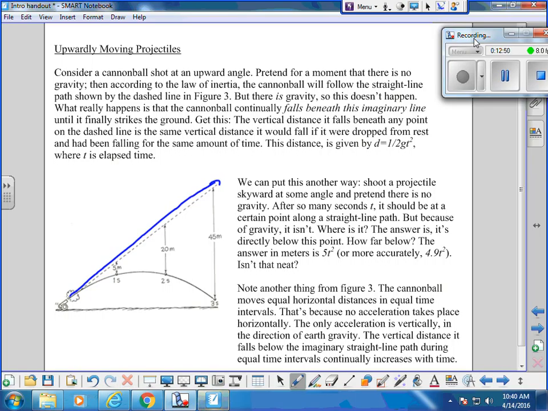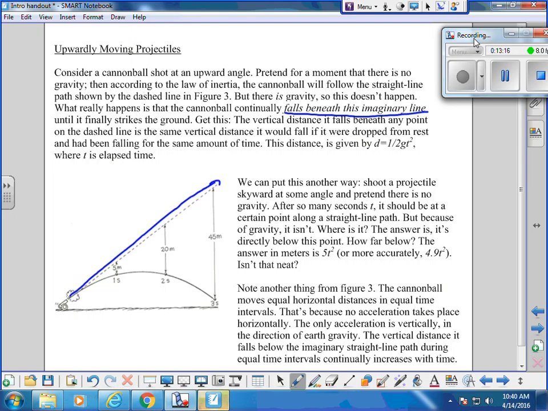Gravity's going to be like a big factor for this field, right? Yeah. But there is gravity, so this doesn't happen. What really happens is the cannonball continually falls beneath this imaginary line until it finally strikes the ground. Get this. The vertical distance it falls beneath any point on the dashed line is the same vertical distance it would fall if it were dropped from rest and had been falling for the same amount of time.